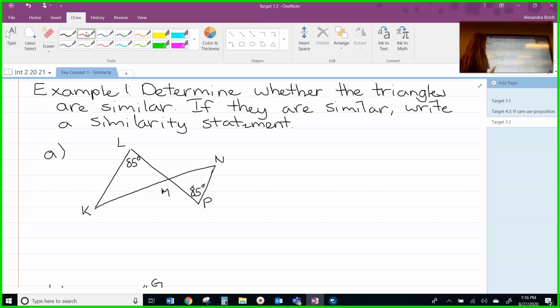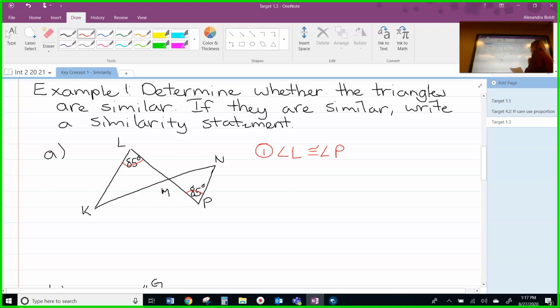So I can see my first pair of angles is angle L and angle P. Just like we did yesterday, those are both 85 degrees. I'm going to put a 1 next to it so I know that's my first set of angles. Well, it doesn't give me any other numbers, but there is a trick to this one.